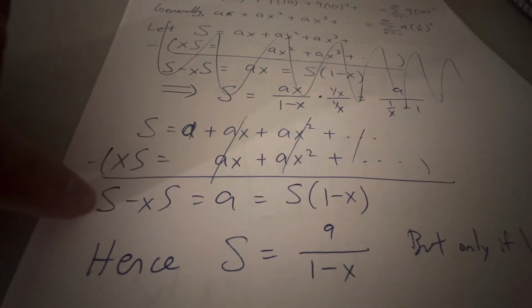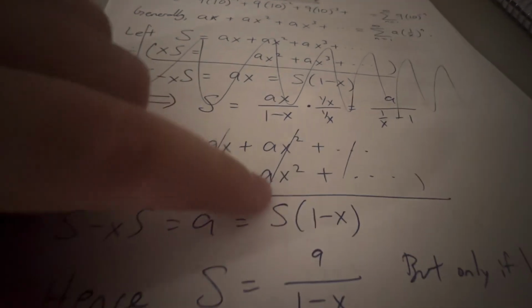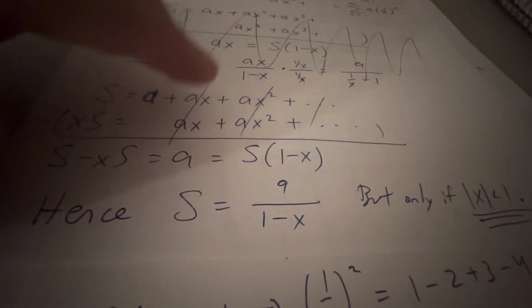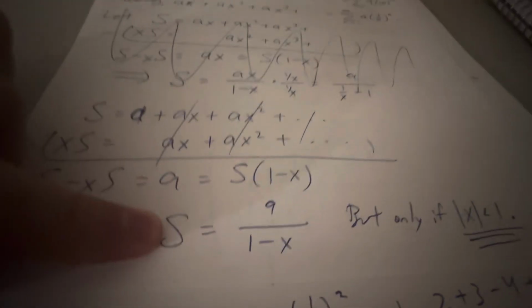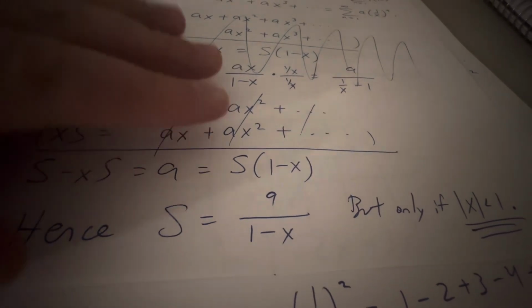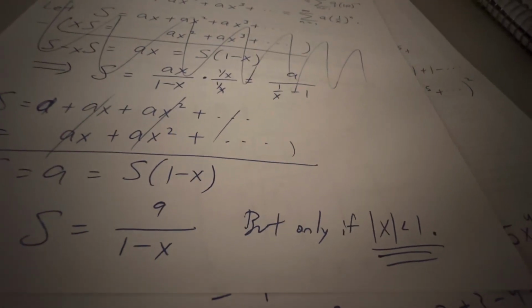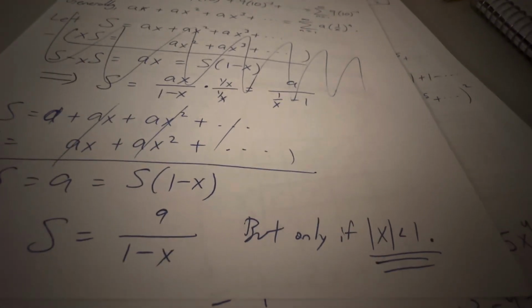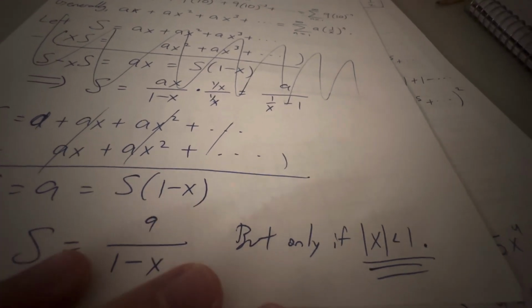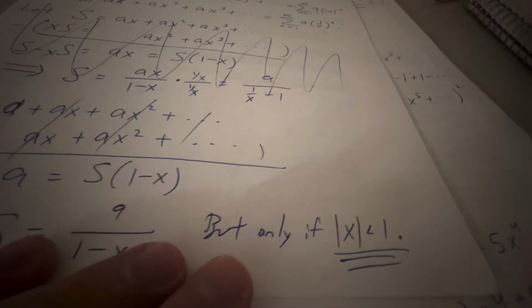And then I have an s here and an s here, so I can factor it out and get s times 1 minus x. And then I divide both sides by 1 minus x, and I get this nice, neat little formula. S is equal to a divided by 1 minus x. But this formula only makes sense if we choose x values that are between -1 and 1. In other words, the absolute value of x has to be less than 1.